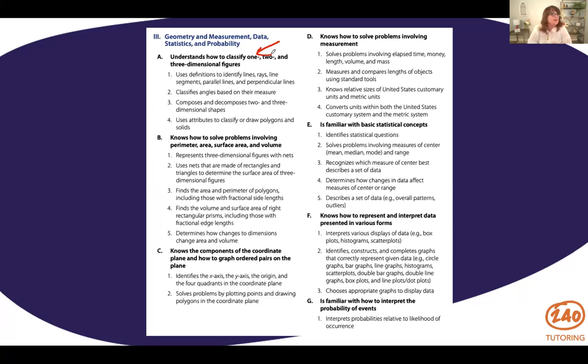So stick with me. We're back to looking at these standards, and you've got to understand how to classify 1, 2, and 3-dimensional figures. Part B, know how to solve problems involving perimeter, area, surface area, and volume. C, know the components of coordinate planes and how to graph ordered pairs. D, knows how to solve problems involving measurement. E, familiar with basic statistical concepts. And F, knows how to represent and interpret data presented in various forms, so looking at charts and graphs. And then G is familiar with how to interpret the probability of events.